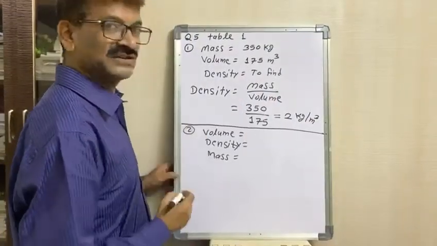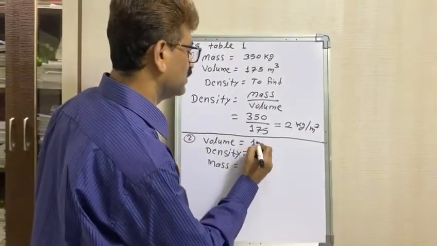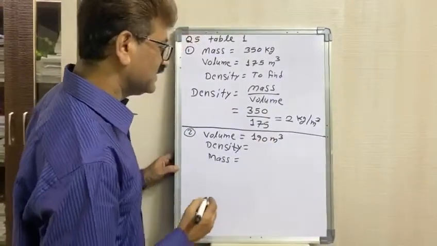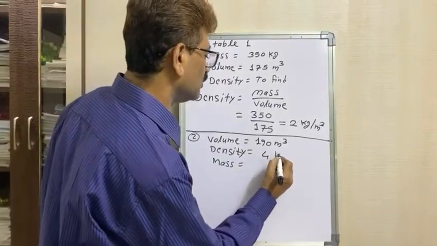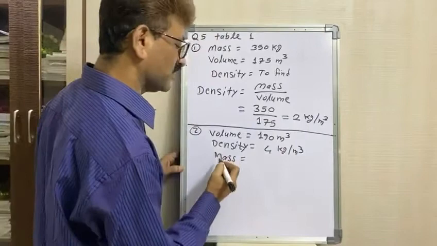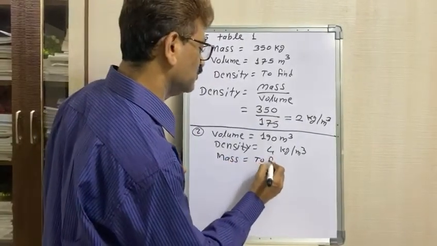So in the second question, what is given? Volume, that is 190 meter cube. Density is given. How much is it? 4 kg per meter cube. We have to find the mass.